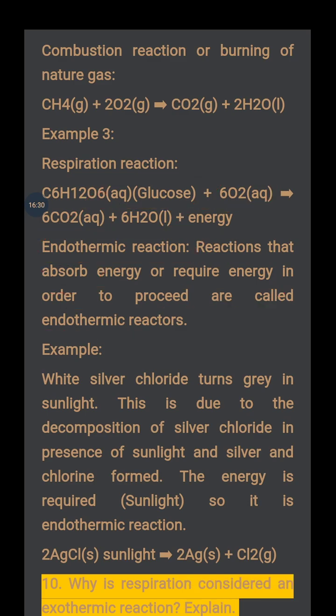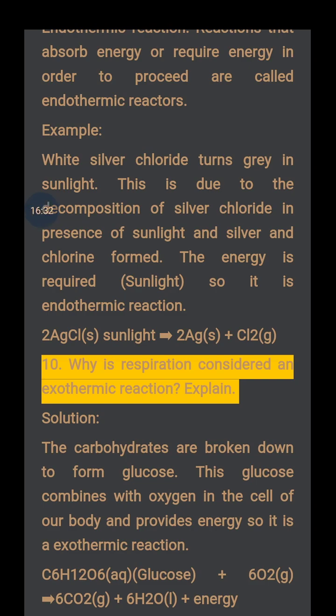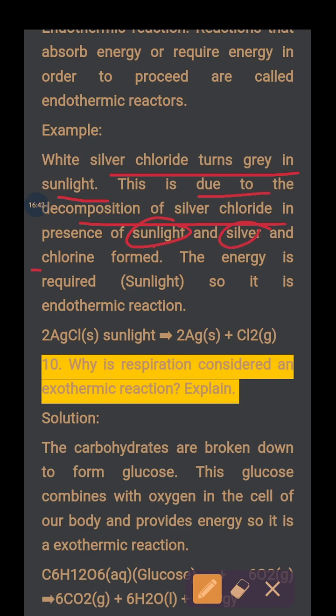Look at the example of endothermic. Silver chloride turns gray in sunlight. This is due to the decomposition of silver chloride in the presence of sunlight into silver and chlorine. 2AgCl in sunlight gives out 2Ag plus Cl2. Okay, so it needs sunlight, due to which it is converted into silver and chlorine.